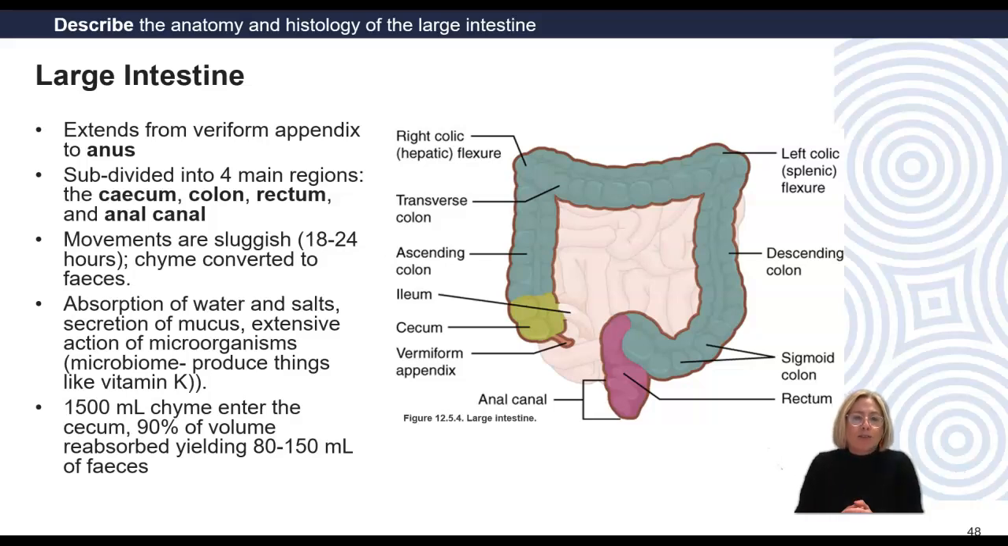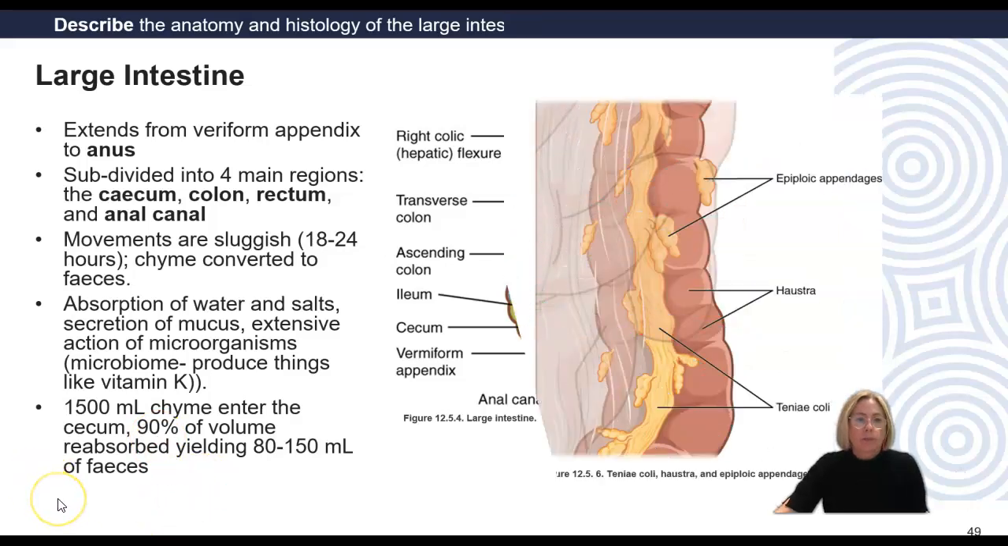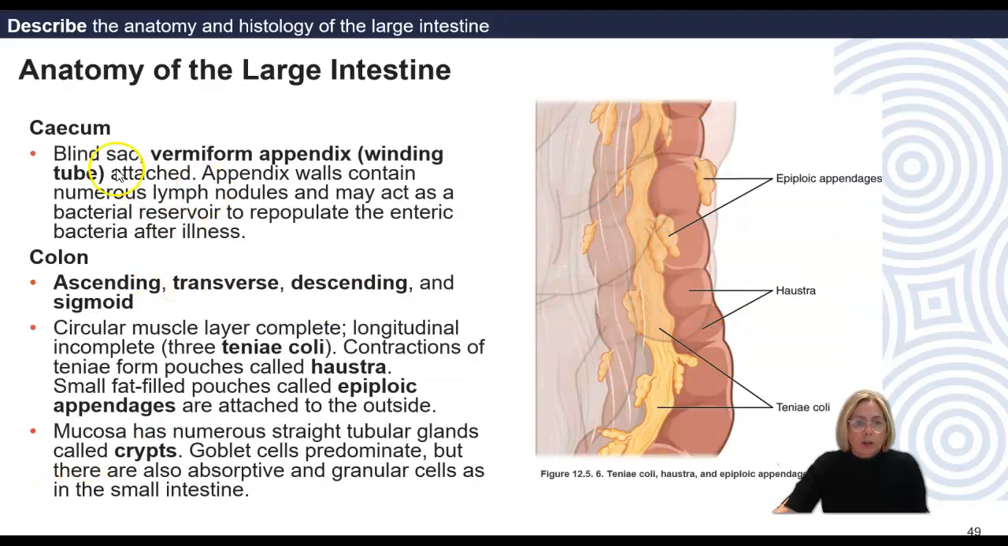About 1,500 mils of chyme enters the cecum. 90% of the volume is reabsorbed, and that yields roughly about 80 to 150 mils of feces per day. If we look at the regions of the large intestine, first is the cecum.